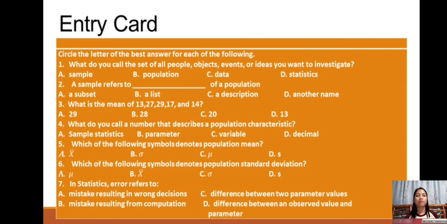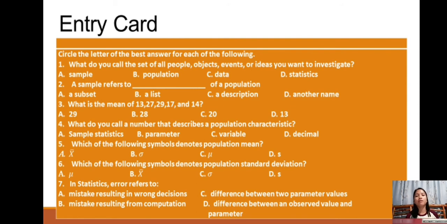Number 6, which of the following symbols denotes population standard deviation? When we say population standard deviation, we will use sigma, letter C. And when we say sample standard deviation, we will use S. And for sample mean, we will use X bar. We have discussed that one during our chapter 1 and we are just recalling it.